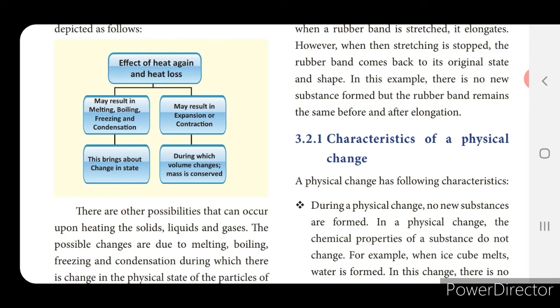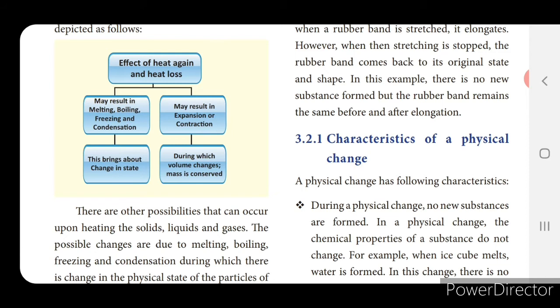That is the first one given in the table, which may result in melting. And the next one, boiling. If you allow water to boil, the water starts boiling. And freezing and condensation. Freezing and condensation means the water vapor which we observed by boiling, when it is cooled, will be converted into water, and again on further cooling, it will be converted into ice cubes. Isn't it? So freezing. If you keep water in the freezer, that is in the fridge, after 5 or 6 hours you can get ice cubes.